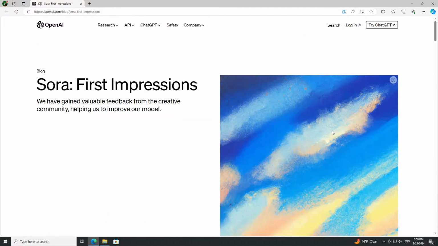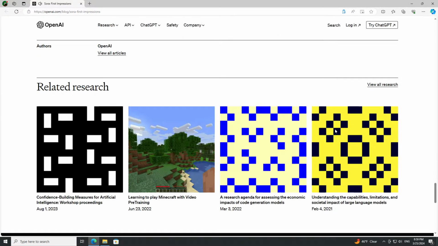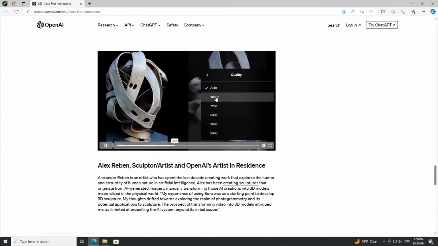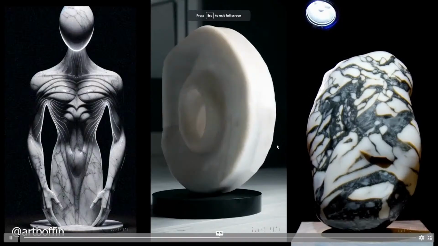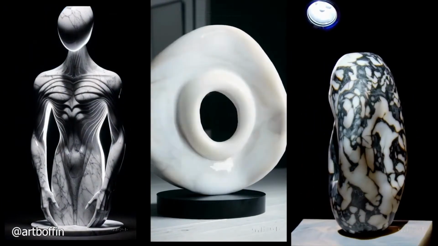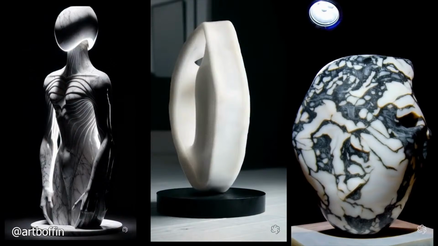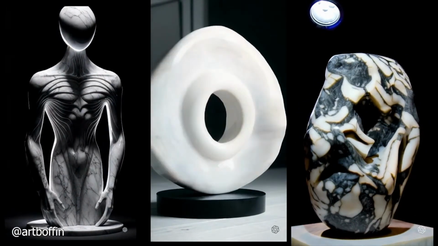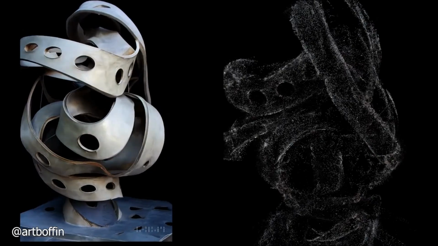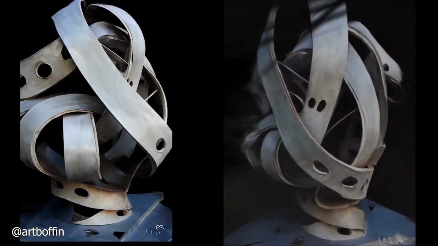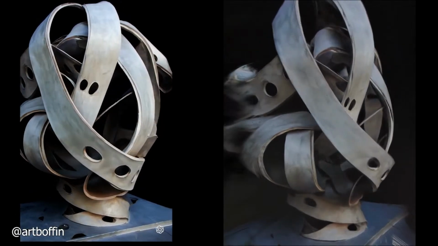Oh my gosh, come on. Okay, let's expand that. So this is amazing, the fact that he's able to take AI generations and then make them into actual physical objects, right? That's almost like Gaussian splatting. Yeah.